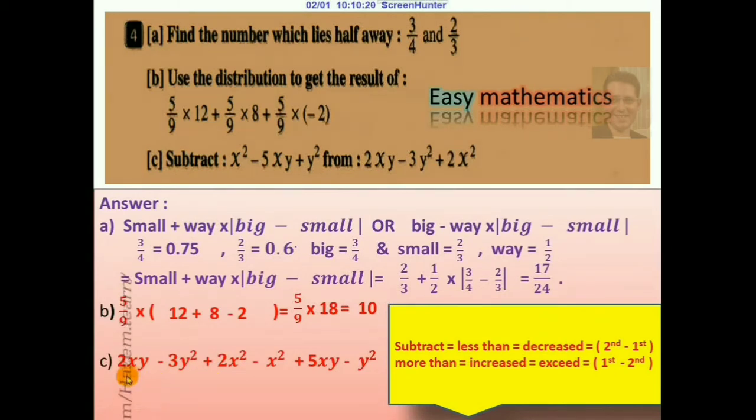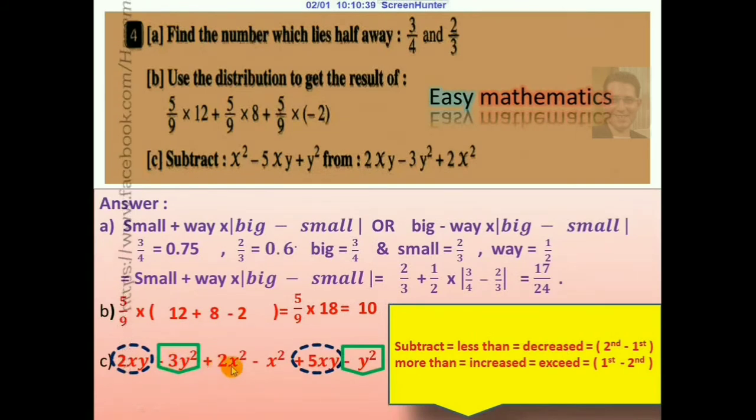Like that, we have here 2xy like with positive 5xy, so we must make the same sign above each one. And here we have negative 3y power 2 like with negative y power 2, so we can make this sign above both of them. Finally, positive 2x power 2 like with negative x power 2, so we can put this sign under both of them.